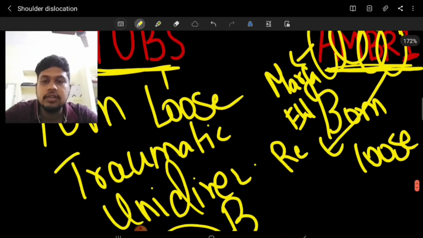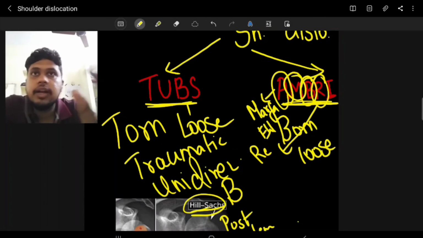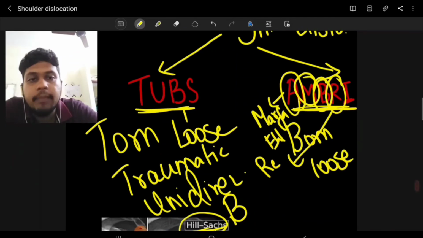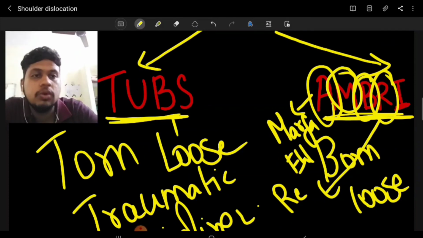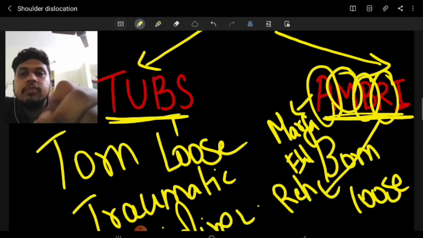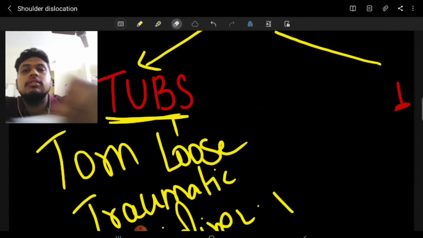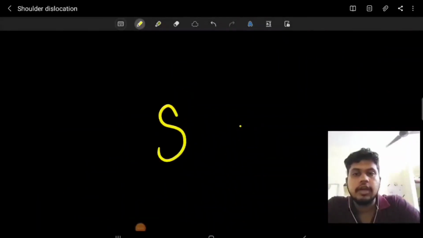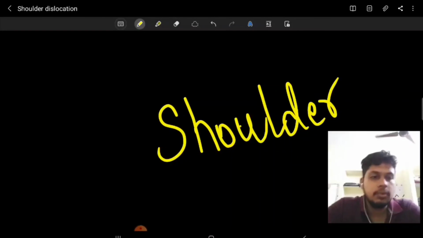So the basic difference is that in case of TUPS, the patient is anxious and afraid to complete an arc of motion because he will dislocate his arm. But in case of AMBRI, the patient has to dislocate his arm in order to complete the arc of motion. So rehabilitation is required in case of AMBRI. And finally, the treatment is internal capsular closure. This sums up the case of shoulder dislocation. We have discussed in detail the various components, aspects and management of shoulder dislocation. Thanks for watching. Keep supporting.